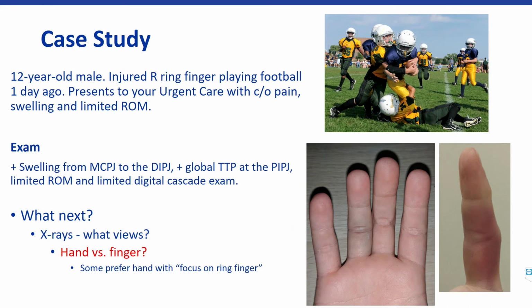First case is a 12-year-old male, injured the right ring finger playing football, presents to your urgent care with complaints of pain, swelling, limited range of motion. You can see that ecchymosis and that swelling right through here, as well as over here dorsally on the PIP joint. So what next? What are you going to order? You're going to go ahead and order your x-rays. Again, hand versus finger. This is one I would really like to have a hand focused on that finger. We'll go ahead and get that.